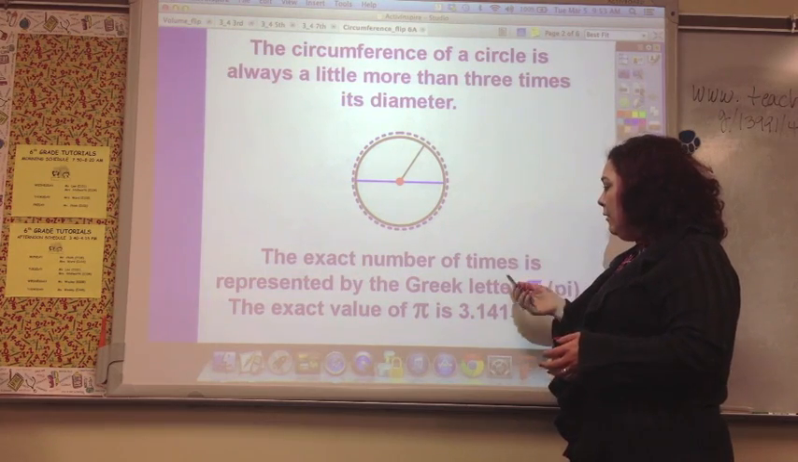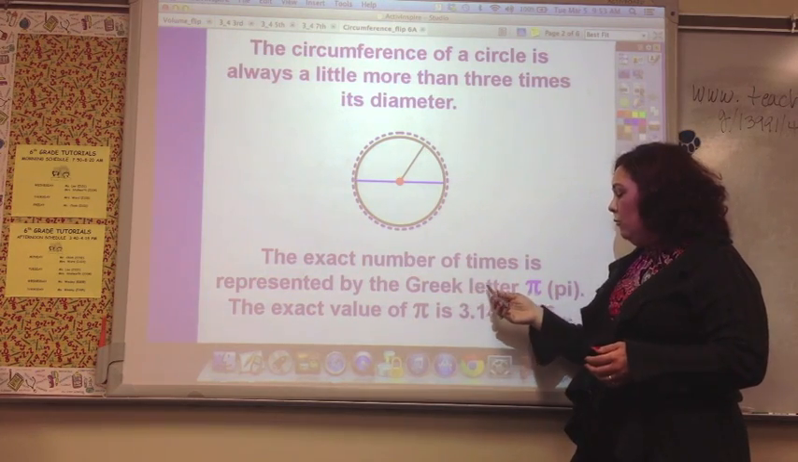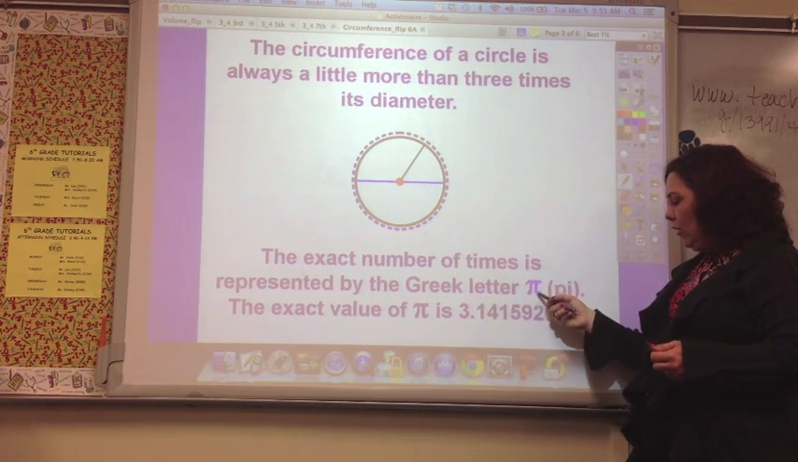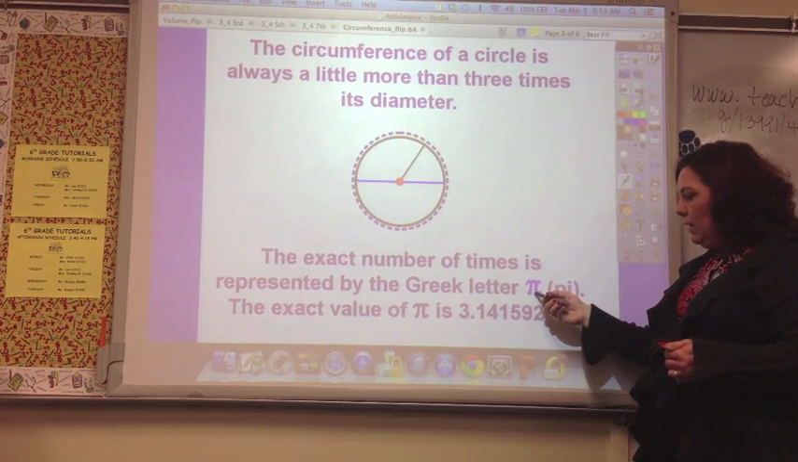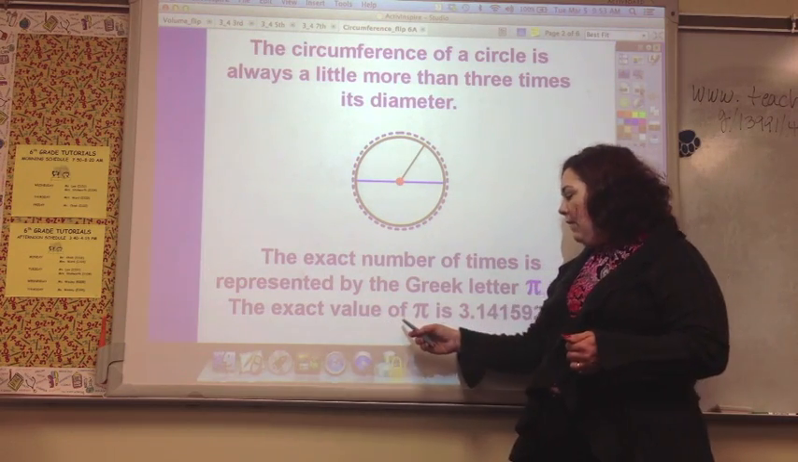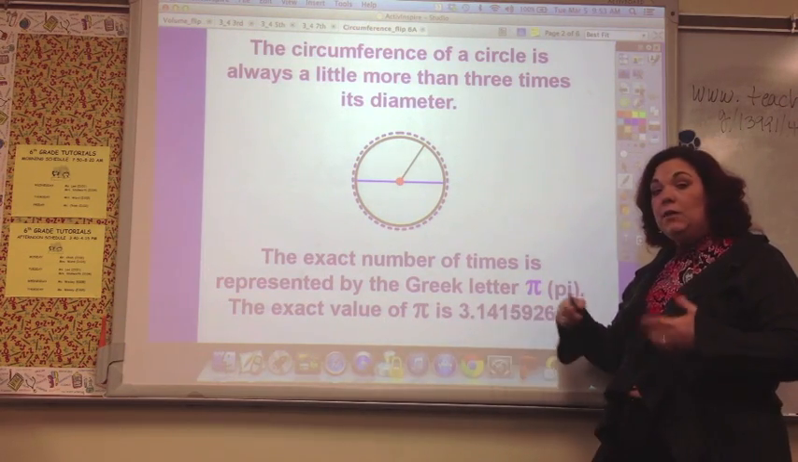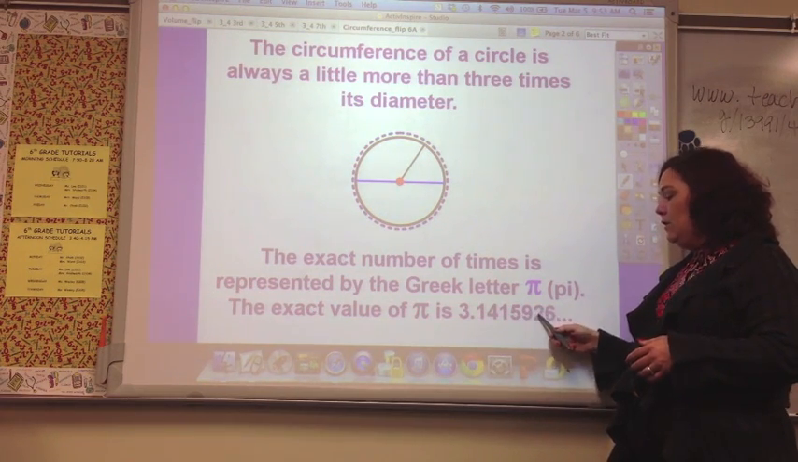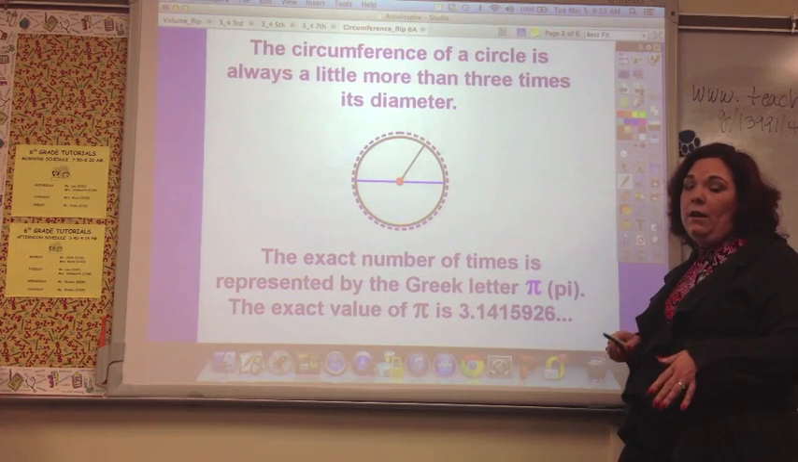The exact number of times is represented by the Greek letter pi. That's how you say this little character, pi. It's Greek. And the exact value of pi goes on and on and on: 3.1415926, on and on and on.